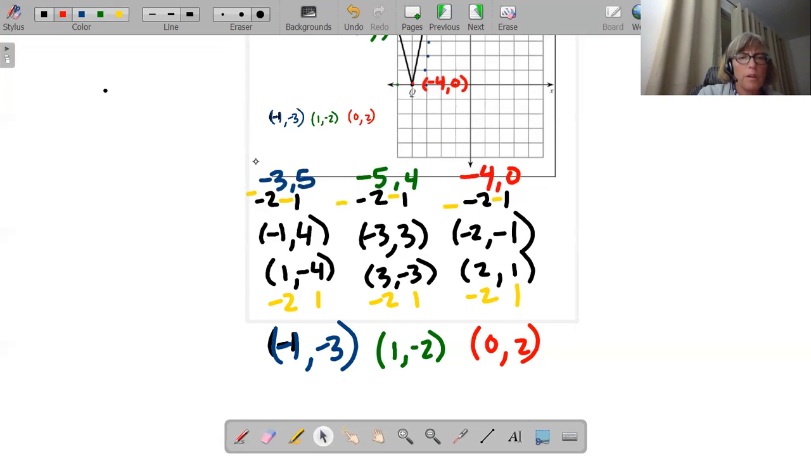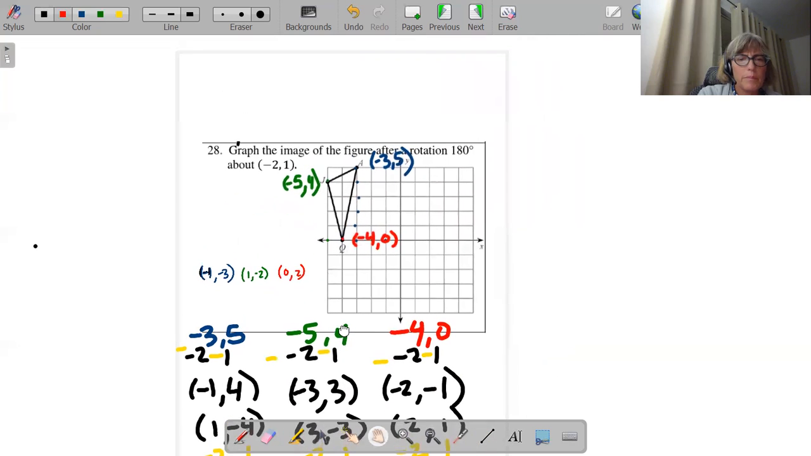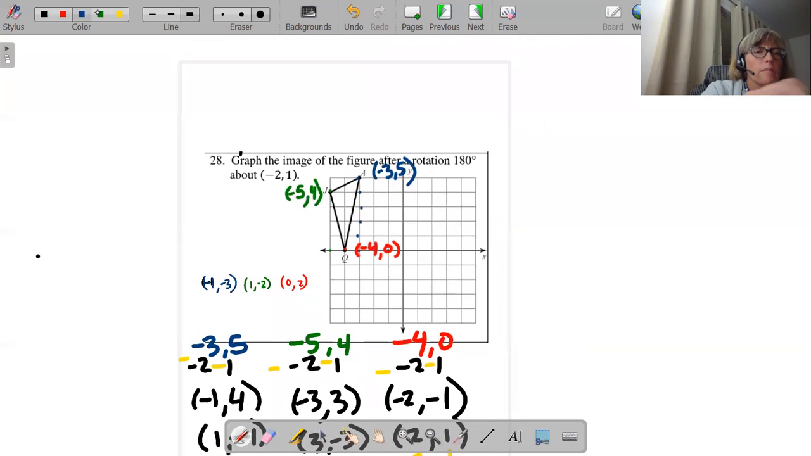And we're going to graph them, and you can see how they look. -1, -3 is here. +1, -2, and 0, 2. So we have been rotated 180. That's pretty easy to see.